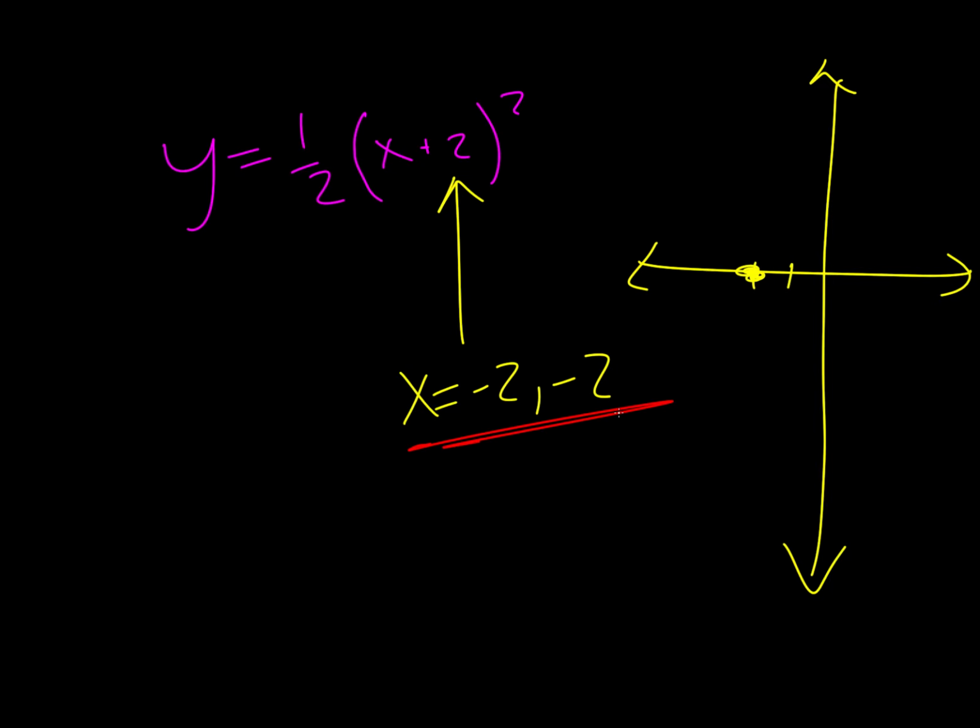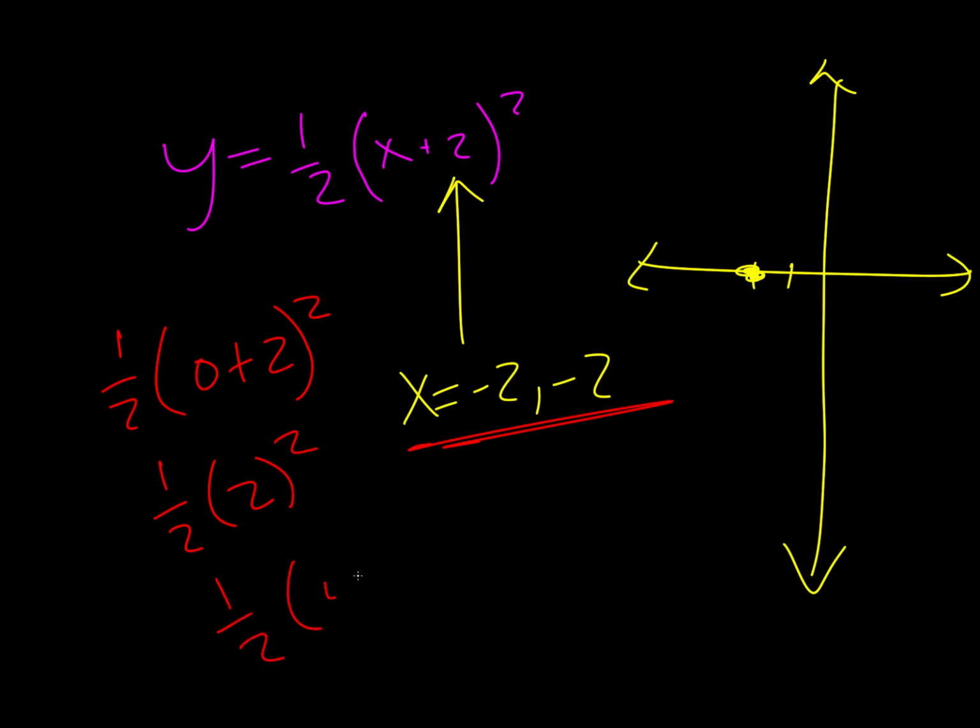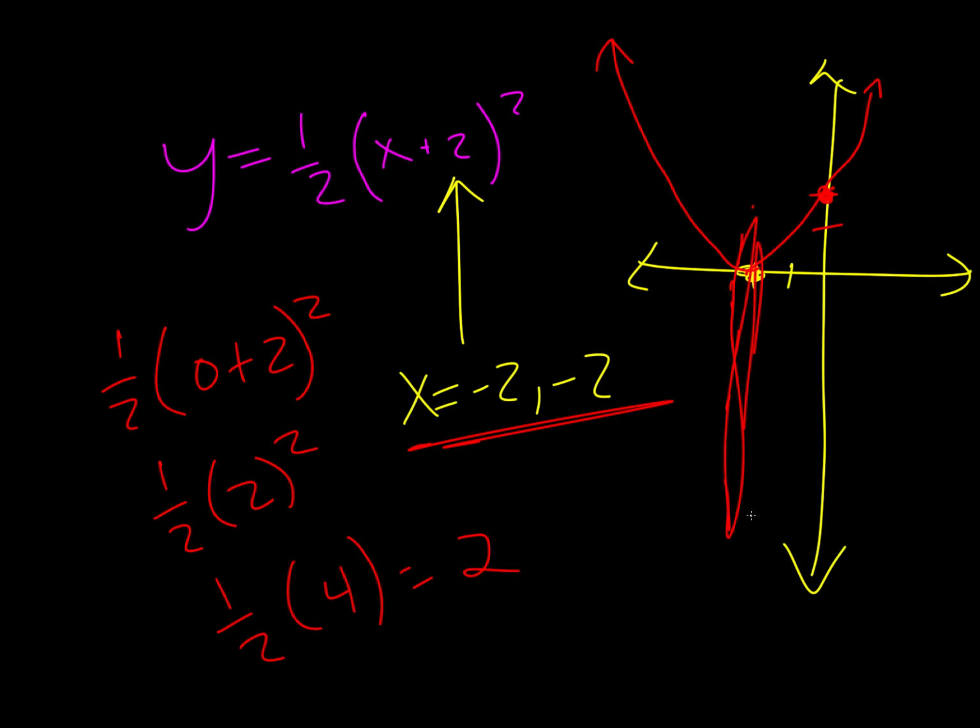So we still need to find our y-intercept, so we plug in 1/2 times 0 plus 2 quantity squared. So that's 1/2 times 2 squared, 1/2 times 4, which is equal to 2. And we just connect that, and then it wants our axis of symmetry, which is just going to be right there at x equals -2. Alright, moving on to the next example.